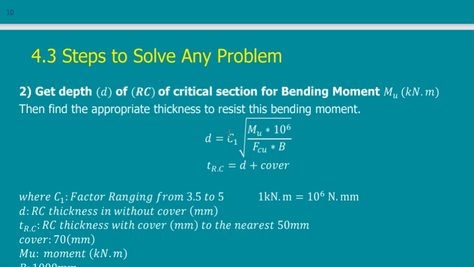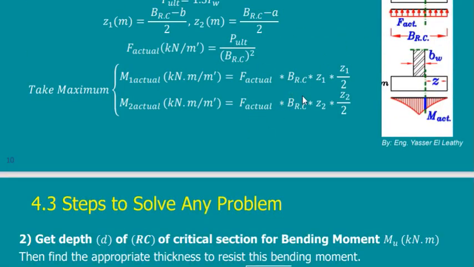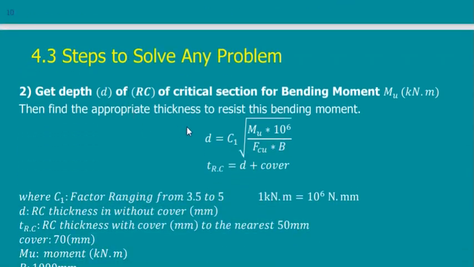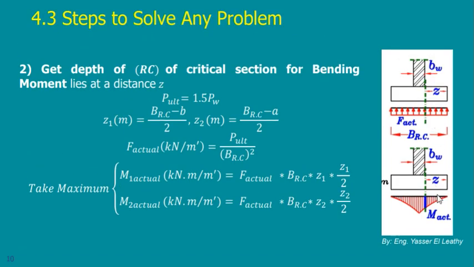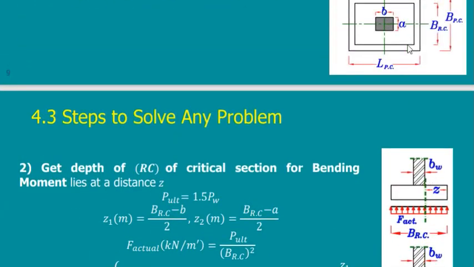So using this equation, you can use the maximum moment from both. Here we have M1 and M2. Take the maximum of them, put it here, and put the B. In this case, the B will be this dimension. Let's see, I need a plane. The B will be this dimension, this B.